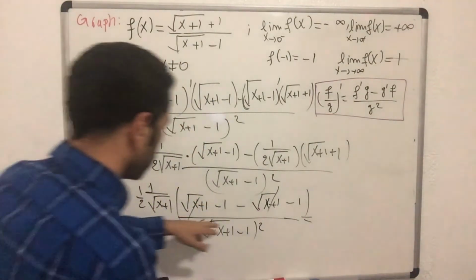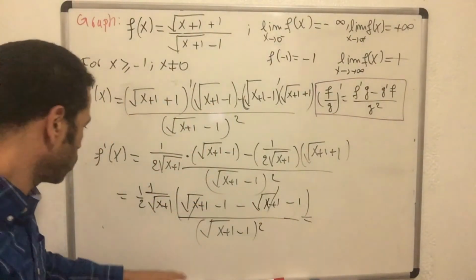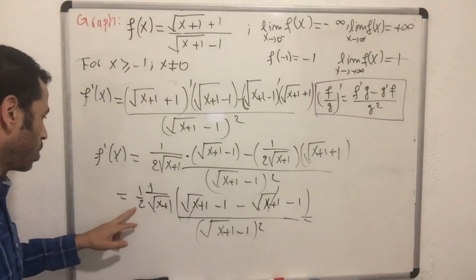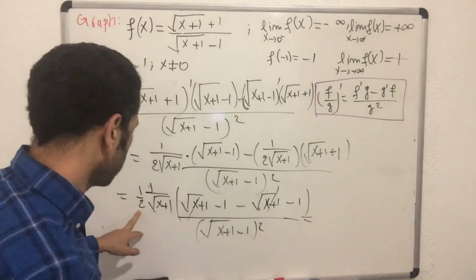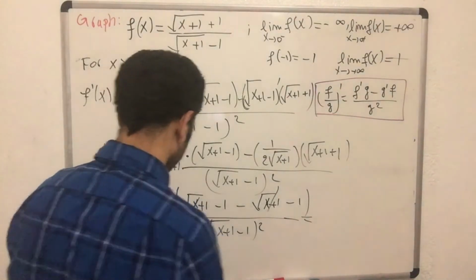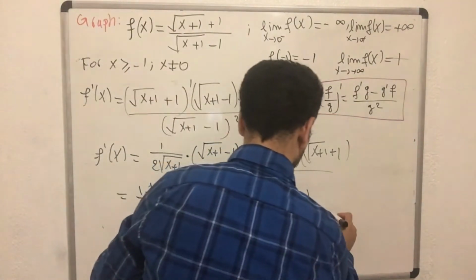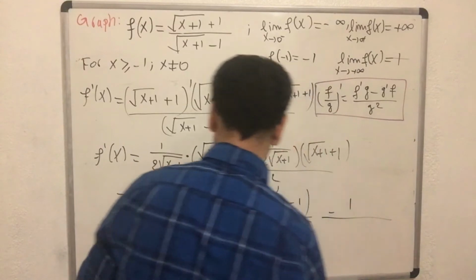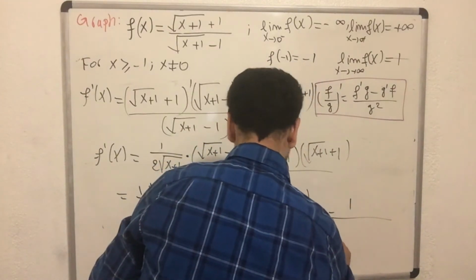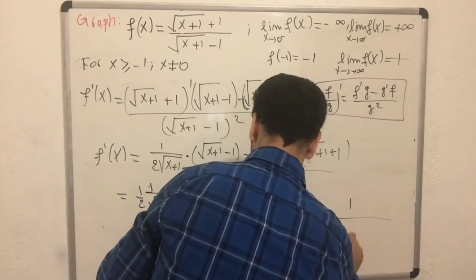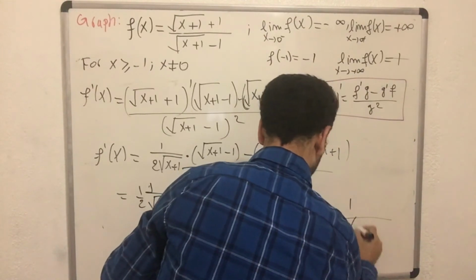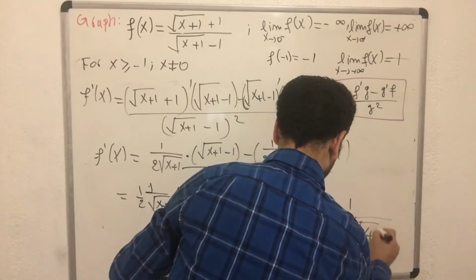So this one, minus 1, which is minus 2, multiplied by 1 over 2, which is minus 1. So our fraction becomes minus 1 multiplied by this one. So the whole thing equals minus 1 over the square root of x plus 1, multiplied by the square root of x plus 1 minus 1.